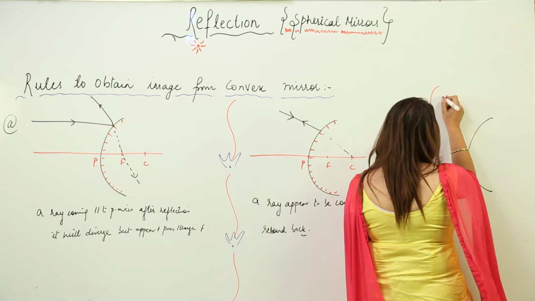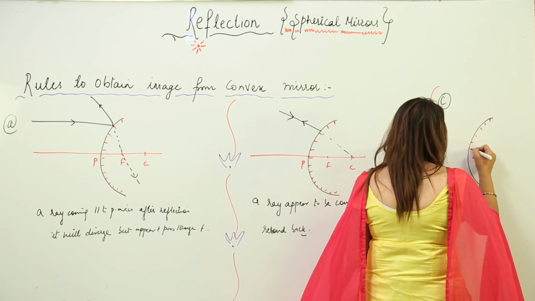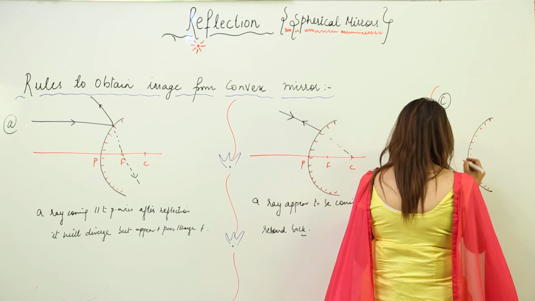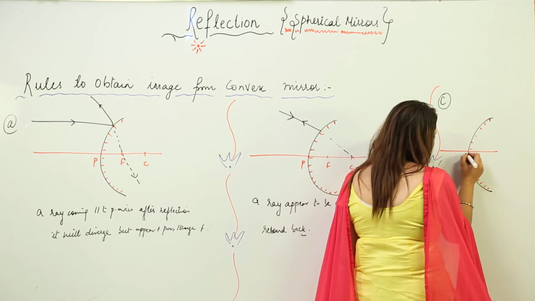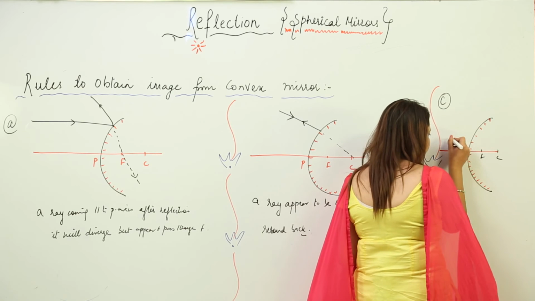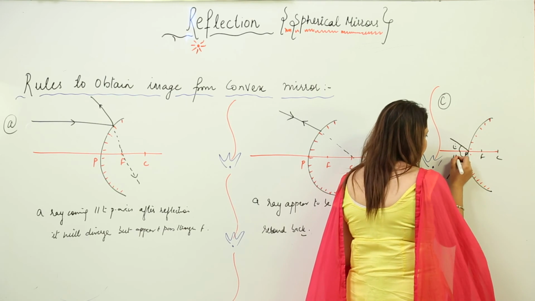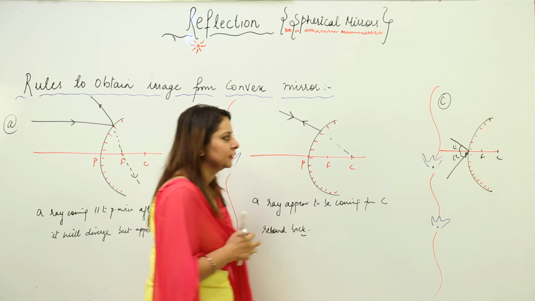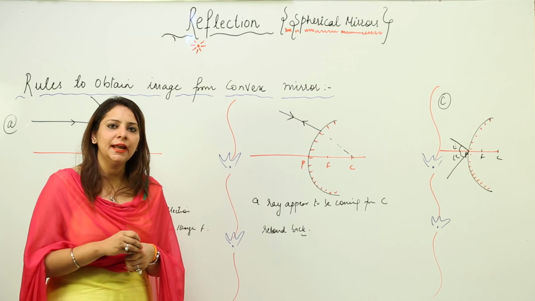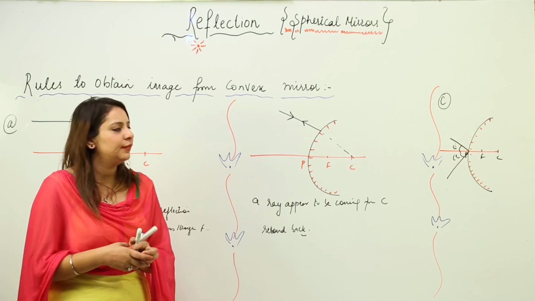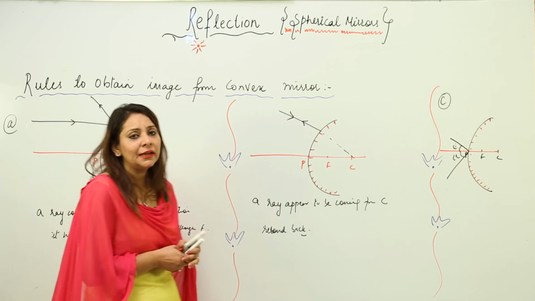Now again the third rule, let's complete it first. Suppose there is a ray which strikes the pole at a certain angle, so by the same angle it gets reflected back. The same rule. There also when the ray was striking the pole, it was striking at a certain angle and through the same angle it was being reflected. Same thing happened here, when it strikes the pole at a certain angle it gets reflected back by the same angle.